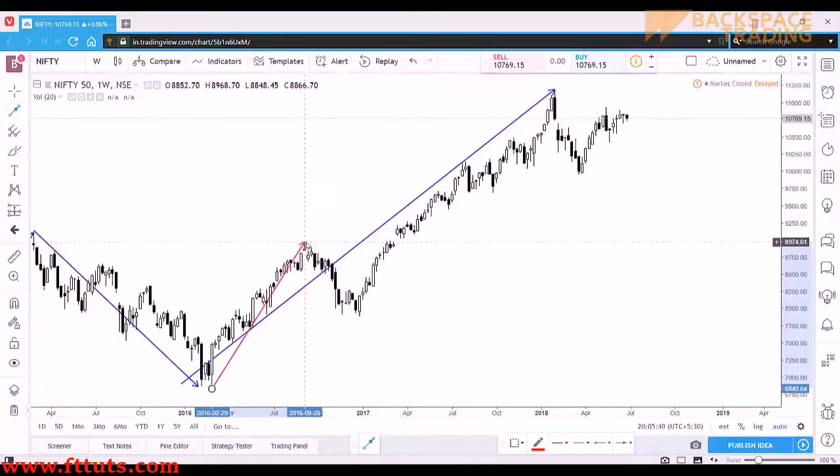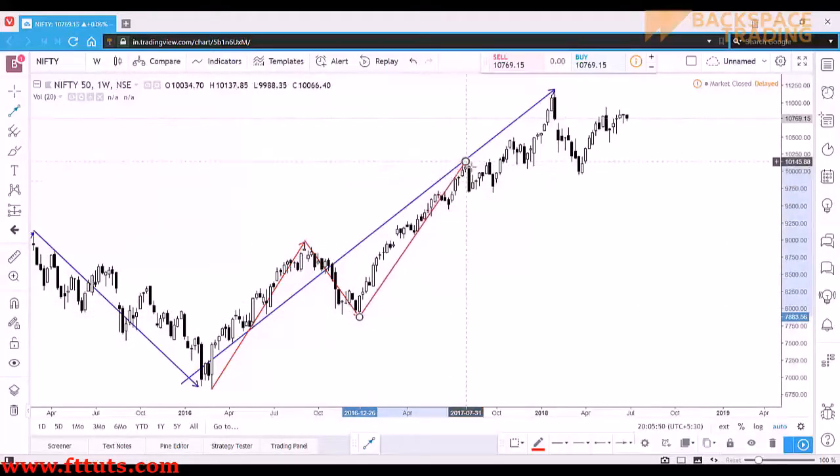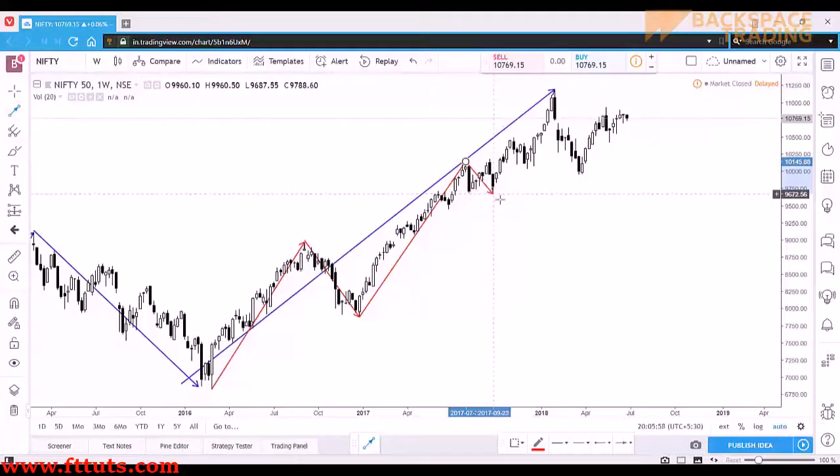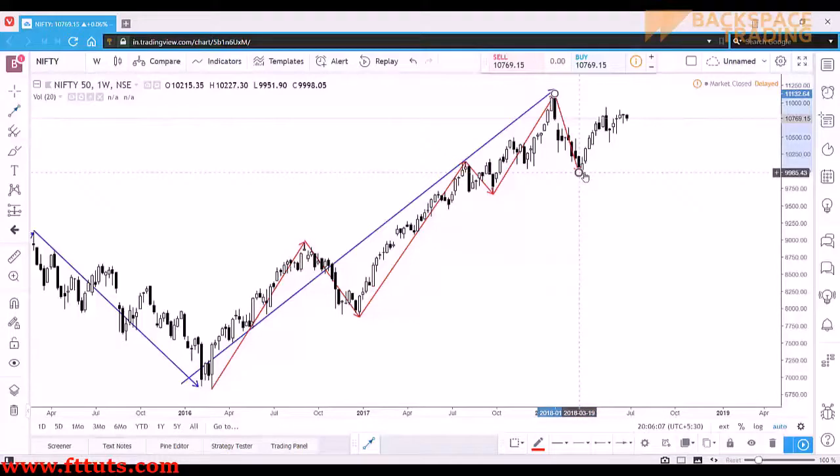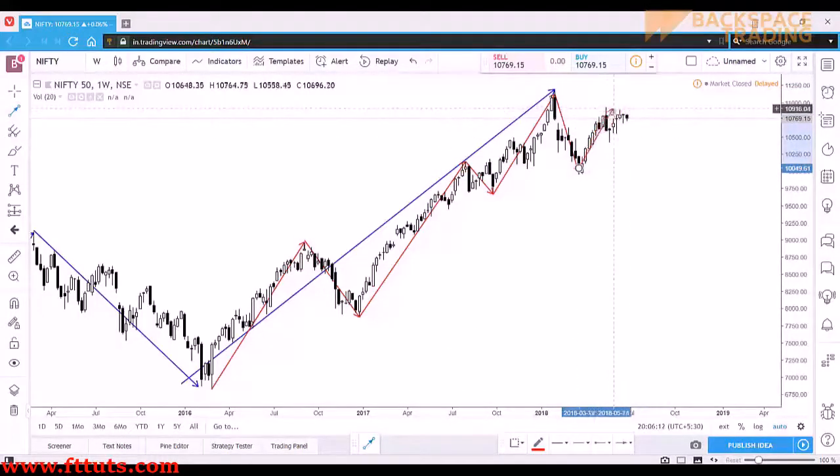It made a high, it made a higher low, it made a higher high, it made a, okay, I can take this as well, higher low, it made a higher high, it made a higher low, and price is currently somewhere over here, so I'm just making it that way.